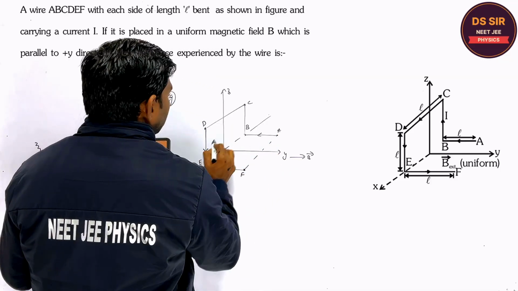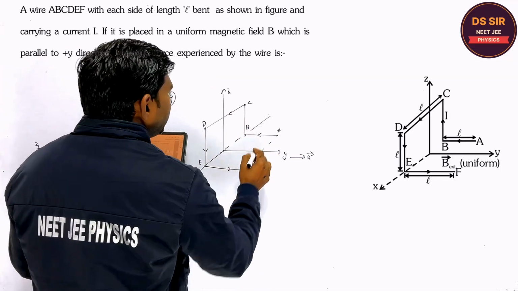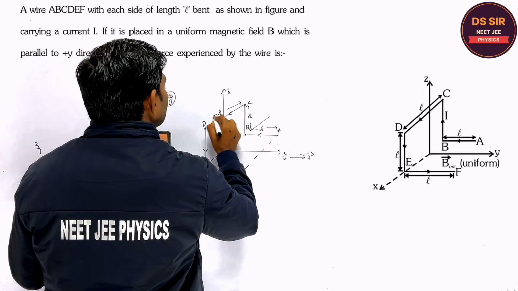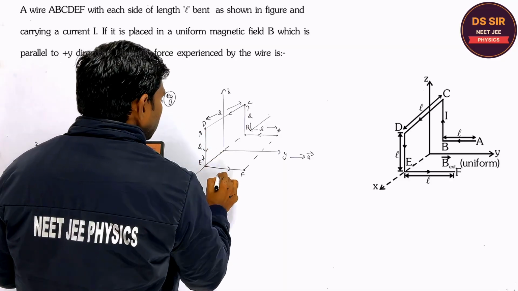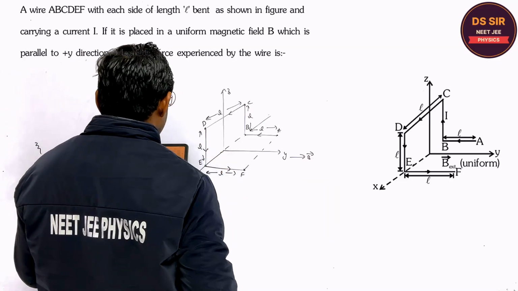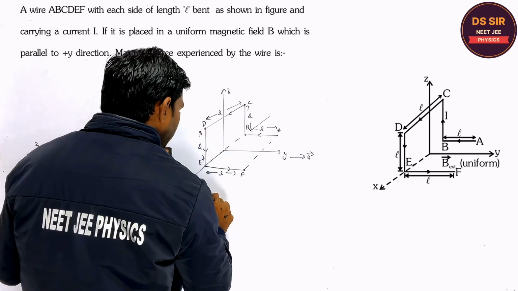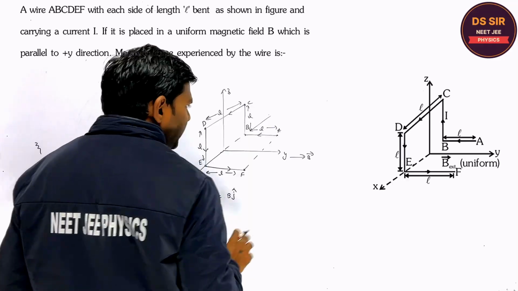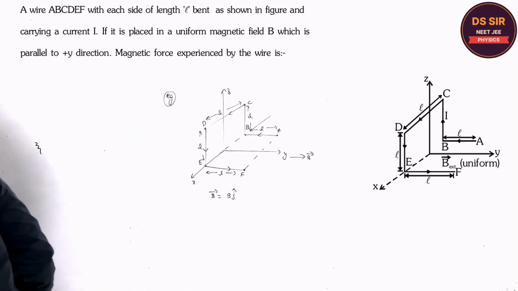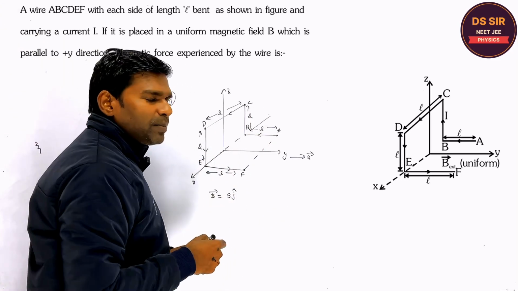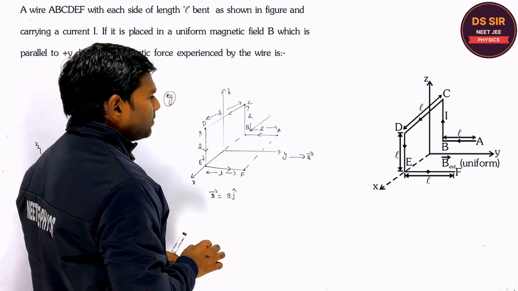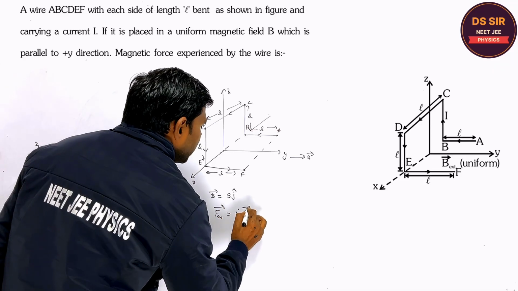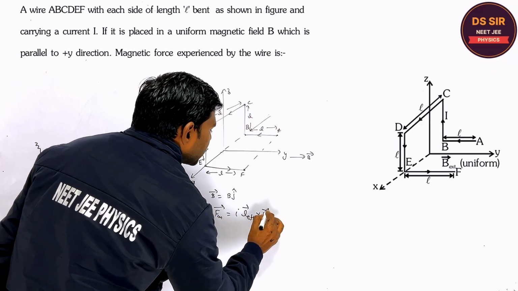You tell. The length of each wire, suppose this is L, this is also L, this is also L, this is also L, and it is L. Is it clear or not? You tell. The magnetic field B is in the direction of j cap. So if a current carrying wire is placed in the magnetic field, then magnetic force acts upon it, and the magnetic force is nothing but I L effective cross B vector. Is it clear or not?